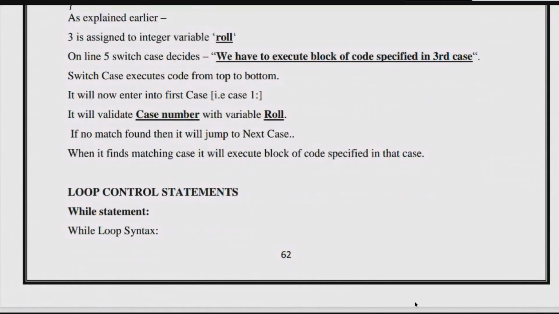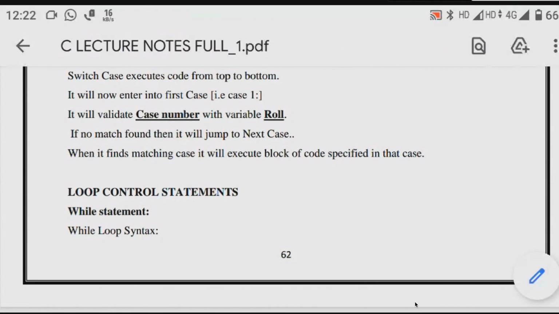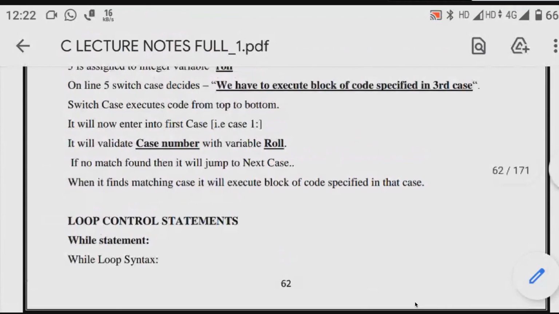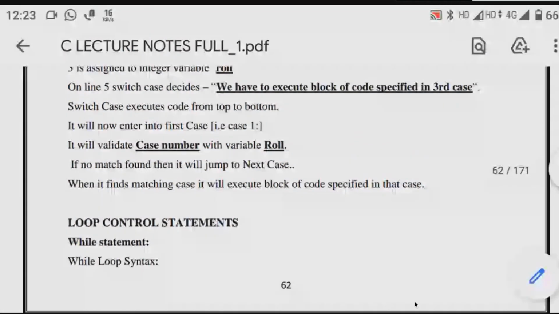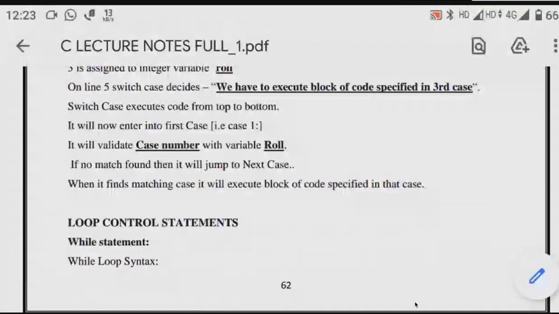That is what I said, right? If 3 is matching, it will execute case 3. In case 3, what is there? There is a printf: I am John. Yes, that is the answer I will get, because I am asking who is roll number 3. So that is the switch case concept. I think you understood. Right. Now come to the next control statement, that is the while statement.